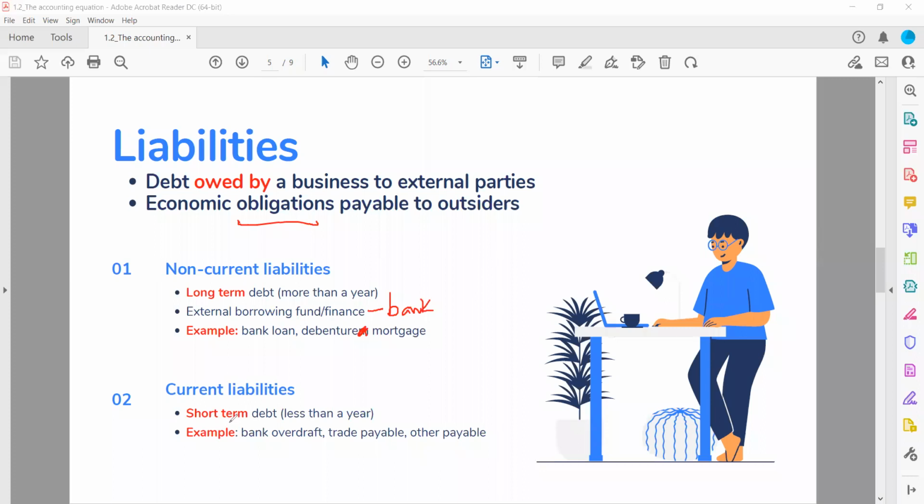Current liability is a short term. Short term in accounting we refer to as less than a year. For example, for current liability, we have bank overdraft, trade payable, other payable. Trade payable is our supplier. In our business, we call them supplier. Other payable is the expenses that we use, but we haven't paid the money to the outsider yet. That is called other payable. It's not related to the goods. Trade payable is related to the goods that we buy and intend to sell.